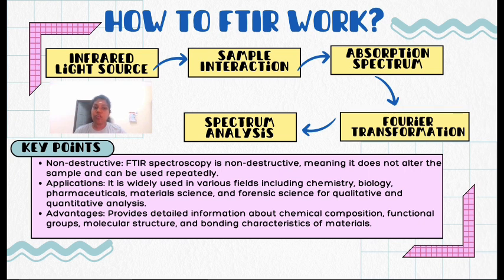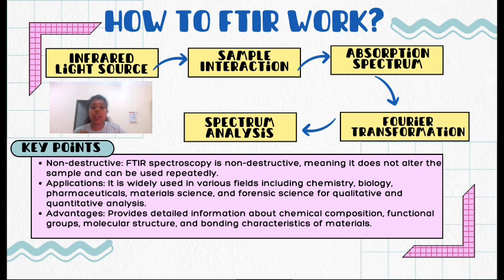FTIR works by measuring the molecules' absorption of infrared light. Firstly, the light source: the FTIR instrument emits infrared light across a range of wavelengths. This light interacts with the sample being analyzed. Secondly, sample interaction: when the sample interrupts the light, the molecules within the sample absorb specific wavelengths of the infrared light according to the chemical bonding and functional groups.